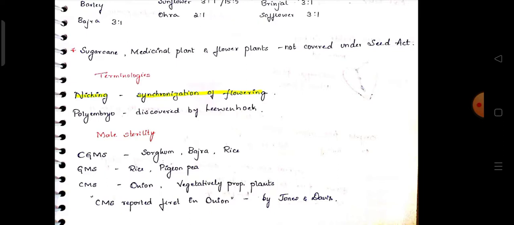Coming to the utility of male sterility in different crops. CGMS is generally practiced in sorghum, bajra and rice. GMS in rice and pigeon pea. CMS in onion and vegetatively propagated plants. CMS was reported first in onion by Jones and Davis.